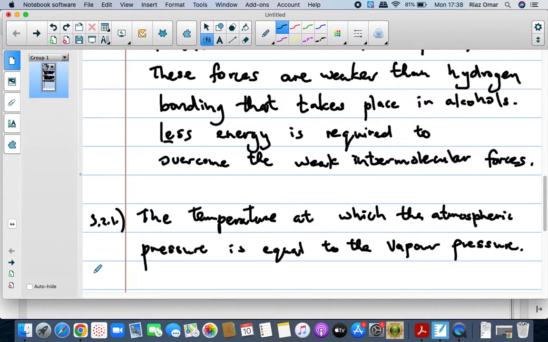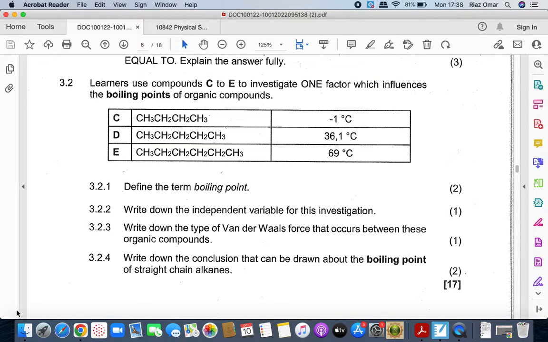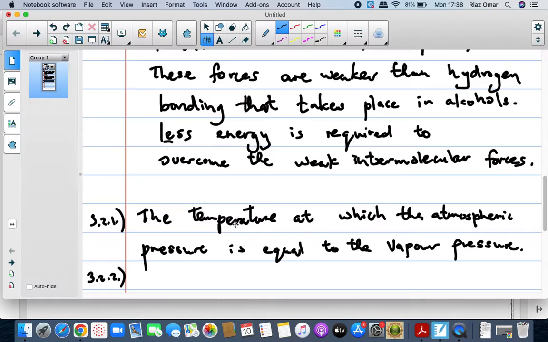3.2.2. Write down the independent variable in this graph. So what do you change? The chain length. The chain length got bigger, right? So what did you change? You changed the length of the chain. The answer to 3.2.2 is the chain length.